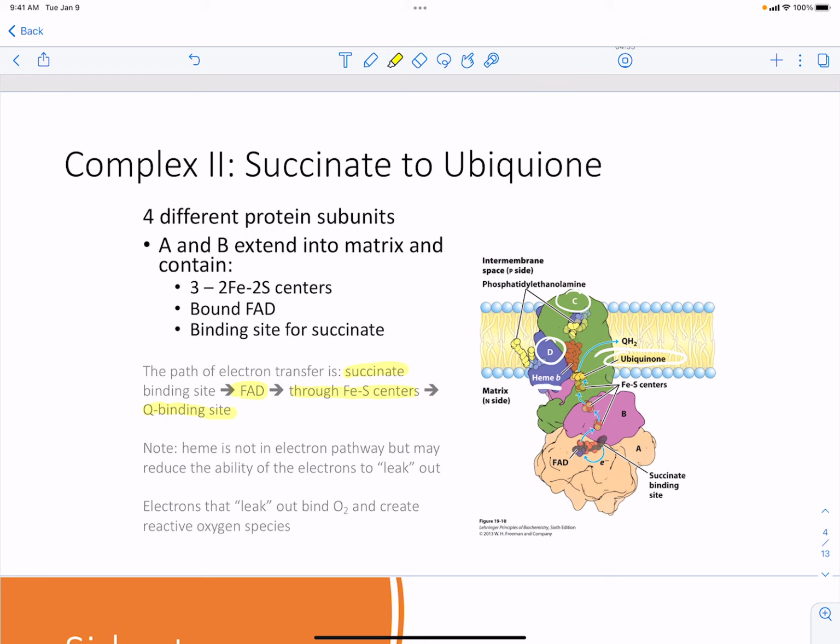One thing to note is that the heme, shown here, heme B, does not partake in any of the transfer of the electrons. However, if there is a defect of this heme in this enzyme, then you have an increase of reactive oxygen species. So it's believed that heme in complex 2 prevents the leakage of the electrons out before they can be transferred to ubiquinone.